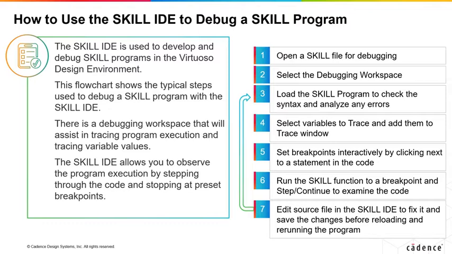And then when you decide what you want to change in your program based on that, you can edit the source file right in the Skill IDE, save it, and reload it and rerun the program. So basically a loop here of examining the output, making changes, and then rerunning it.